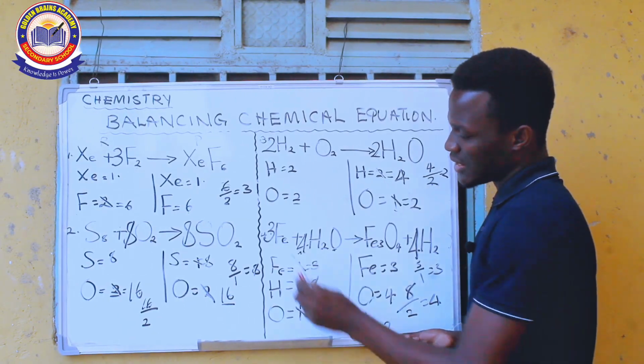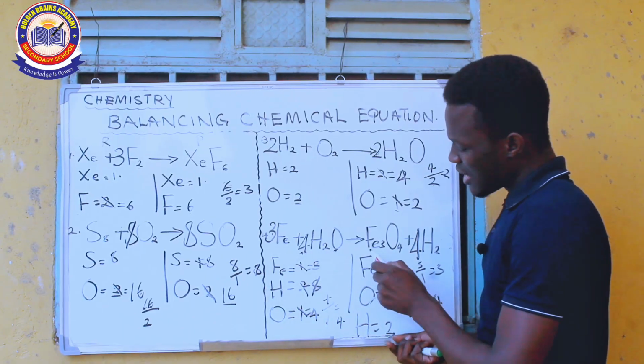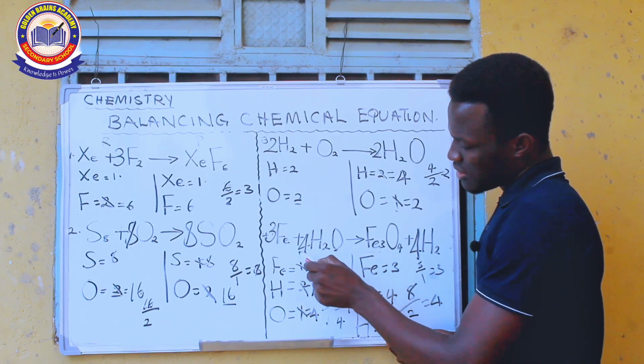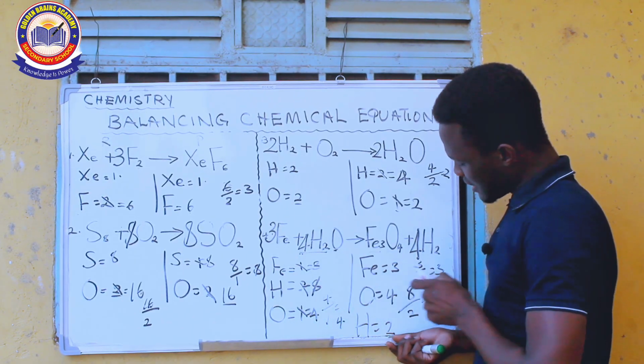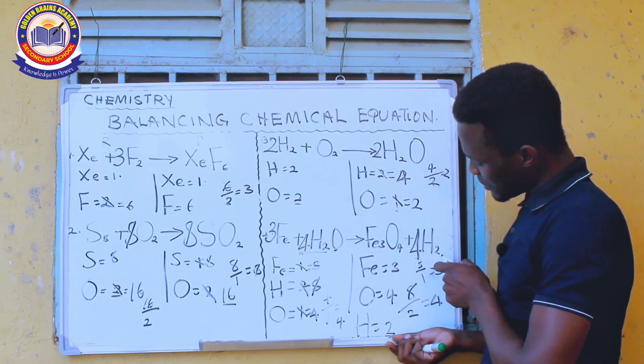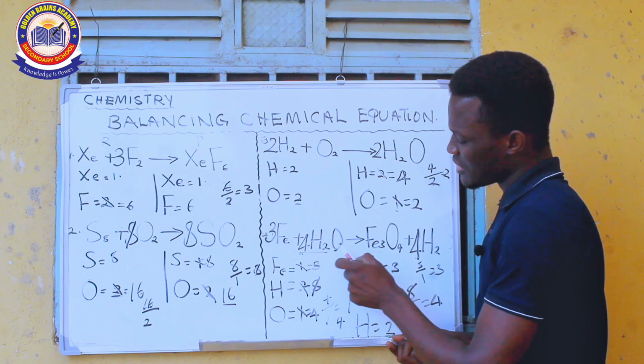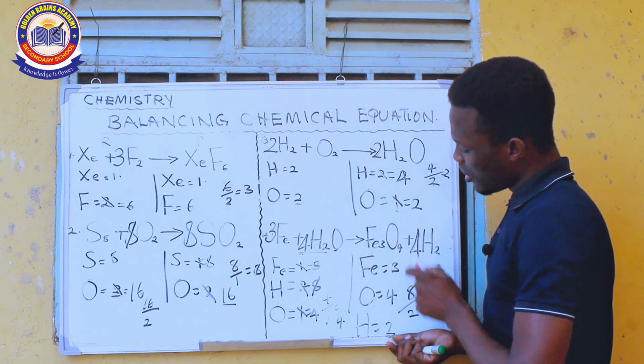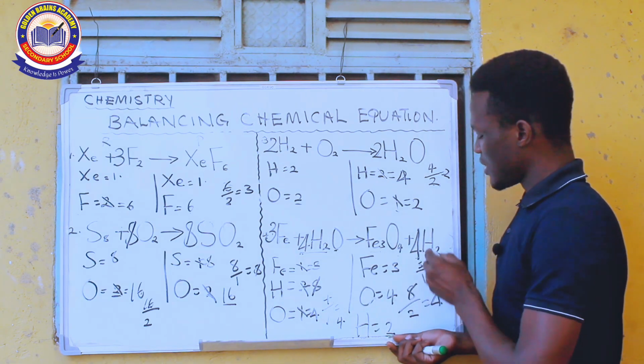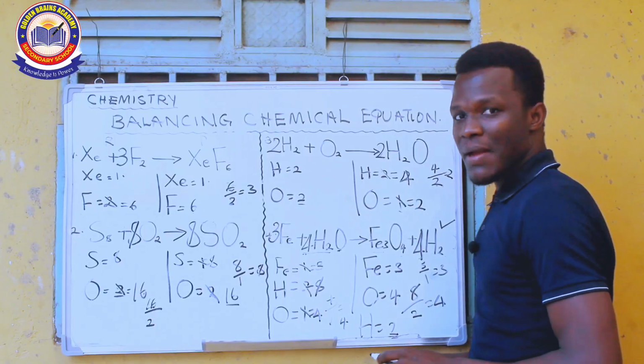How do you balance it? Check here. Iron 3, iron 3. Hydrogen 8, hydrogen 4 times 2, 8. Then oxygen, this 4 will also be for oxygen, which is going to be 4. This side, oxygen is 4. We say your equation is balanced.